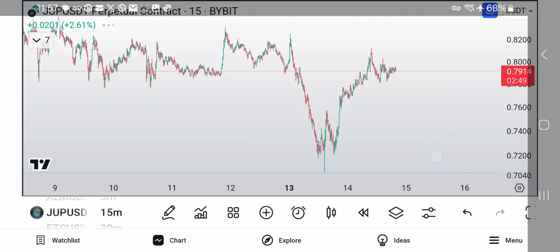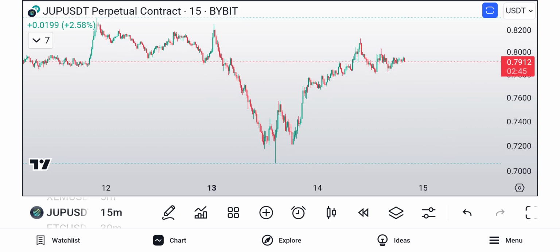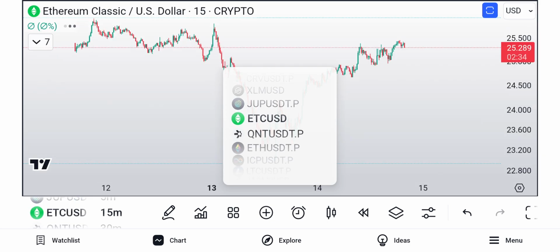Let's see, Jupiter. I'm just kind of looking at a bunch of random coins just to get a sense of the overall market. Yeah, you kind of got a little bit of a pullback here coming. Nothing really helpful.